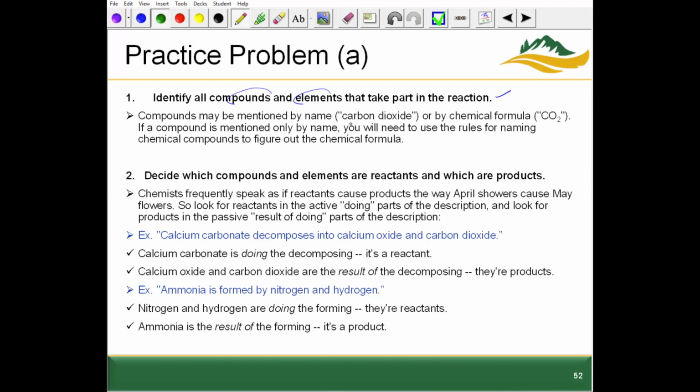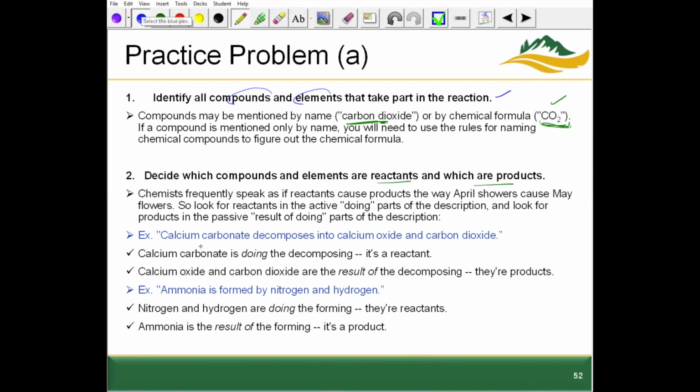If, for example, carbon dioxide is mentioned, we should figure out that carbon dioxide, the formula for that is CO2. This is a molecular compound. That's why we have these prefixes here like di. Step 2, decide which compounds and elements are reactants and which are products. That will tell us what we write on the left-hand side versus the right-hand side.